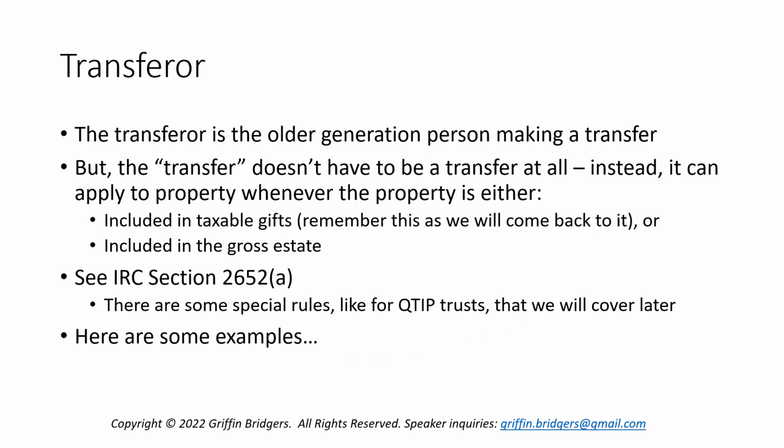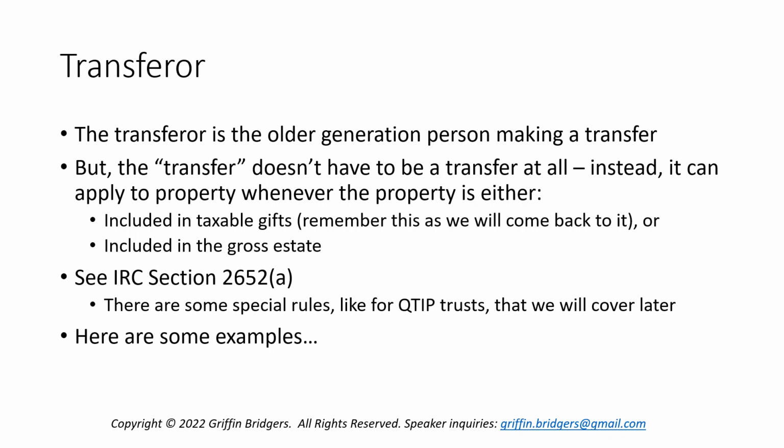So, to know the definitions, we have to start with the transferor. That's the person who's in the older generation or older than the recipient who's making a transfer. So we're always looking at transferor technically being older either by generation assignment or by age difference. However, we define transfer as being a direct transfer of property, but it could also include a situation where either the property is included in taxable gifts with respect to that transferor or included in the gross estate of that transferor.